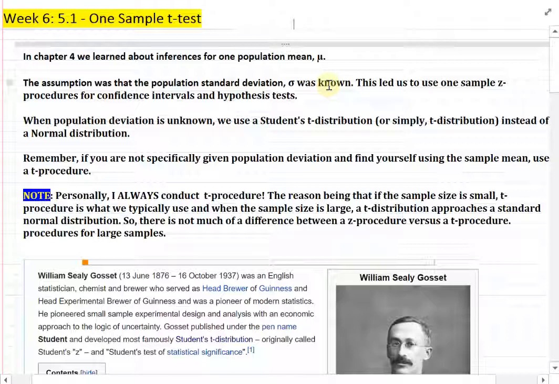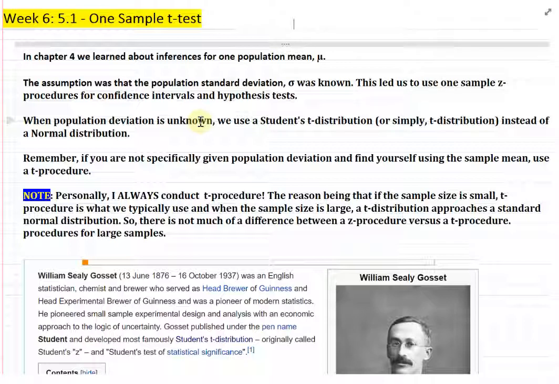Now, when that was the assumption in chapter 4, we actually used what we called Z procedures for confidence intervals and hypothesis tests. So what we're doing in this section actually is making a change to that assumption. So what if the population standard deviation is actually unknown, which is a more realistic case? And how is that going to affect our procedures?